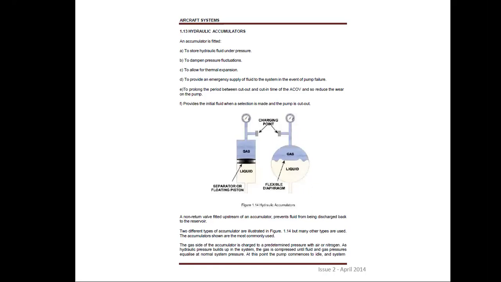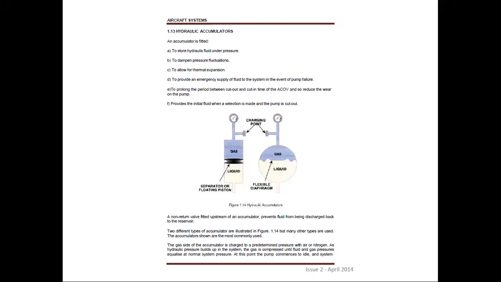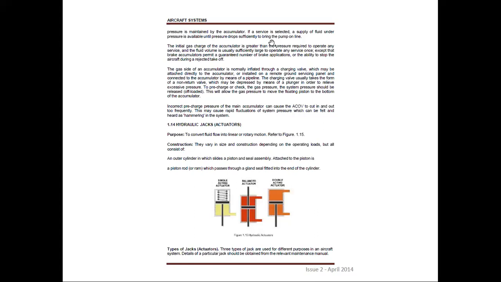A non-return valve or NVR fitted upstream of an accumulator prevents fluid from being discharged back to the reservoir. Two different types of accumulator are illustrated in figure 114, but many other types are used. The gas side of the accumulator is charged to a predetermined pressure with air or nitrogen. As hydraulic pressure builds up in the system, the gas is compressed until fluid and gas pressures equalize at normal system pressure. At this point, the pump commences to idle, and system pressure is maintained by the accumulator. If a service is selected, a supply of fluid under pressure is available until pressure drops sufficiently to bring the pump online.